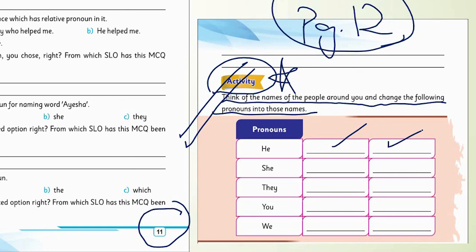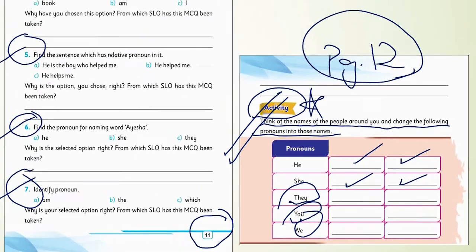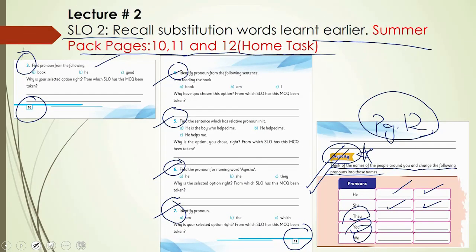There might be some she around you, maybe your mother, maybe your sister, maybe your aunt. Those you will write here. They, maybe some friends, you, yourself, we, and 2 names to accommodate the word we.